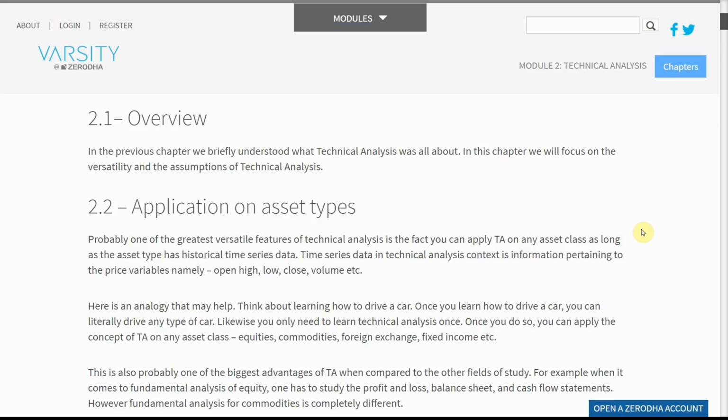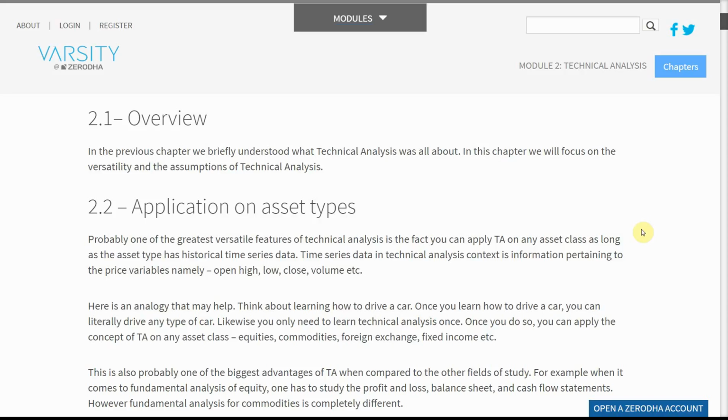2.2 Application on asset types. Probably one of the greatest versatile features of technical analysis is the fact you can apply TA on any asset class as long as the asset type has historical time series data. Time series data in the technical analysis context is information pertaining to the price variables, namely open, high, low, close, volume, etc. Here is an analogy that may help. Think about learning how to drive a car.